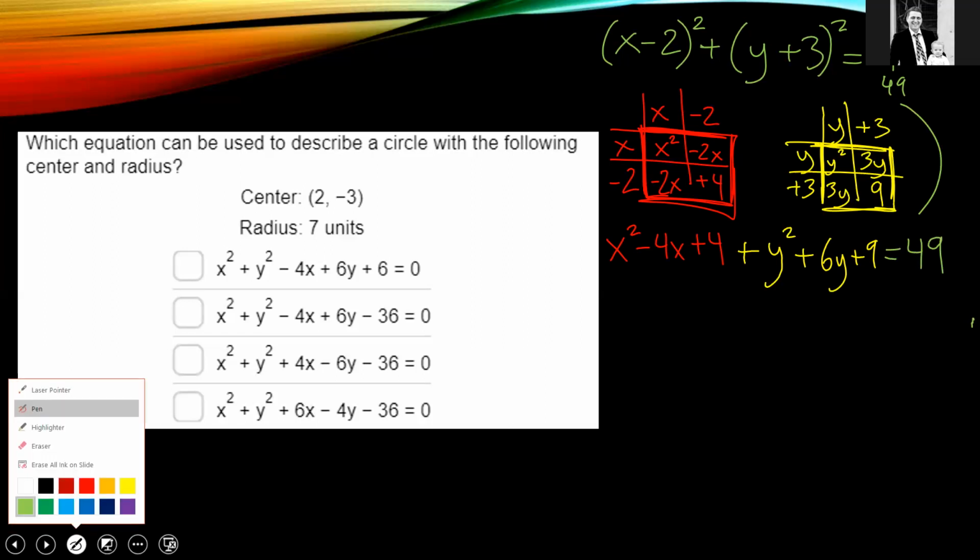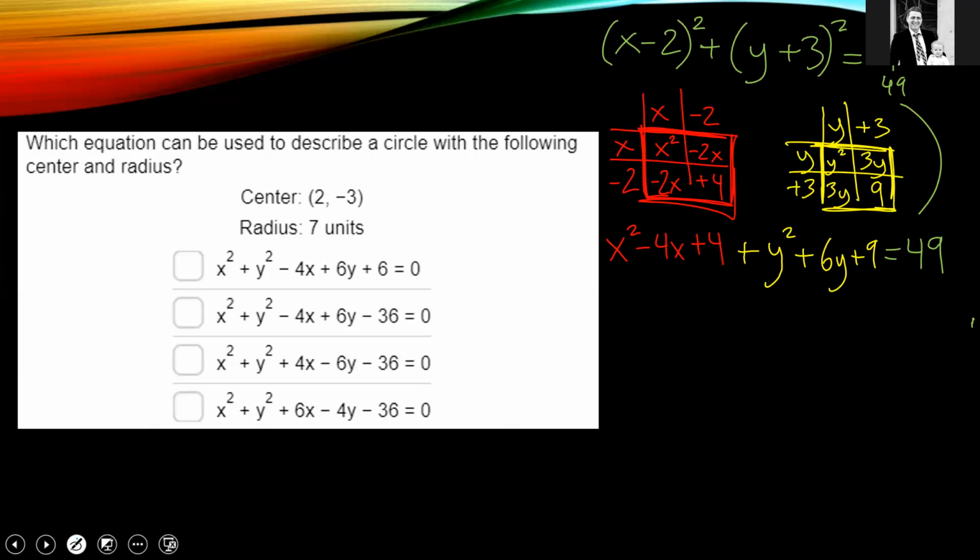Okay, from this point, we can actually solve this. Let's do some combining like terms. I'm going to list my x and y squareds first. So I know I have 1x squared and 1y squared. I only have a negative 4x and I have a positive 6y. And then I can combine that 4 and that 9 to be plus 13 equals 49.